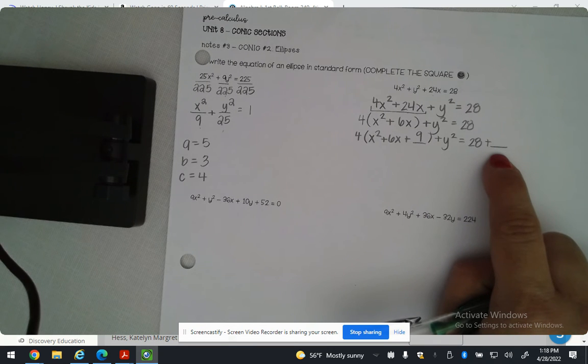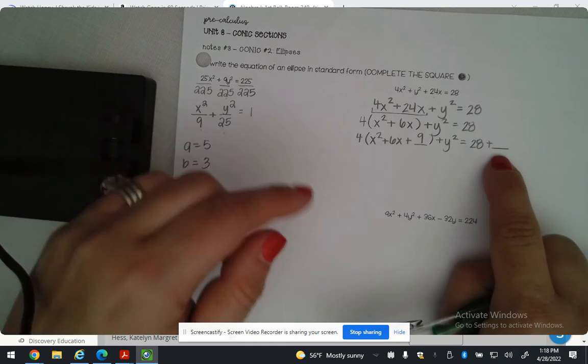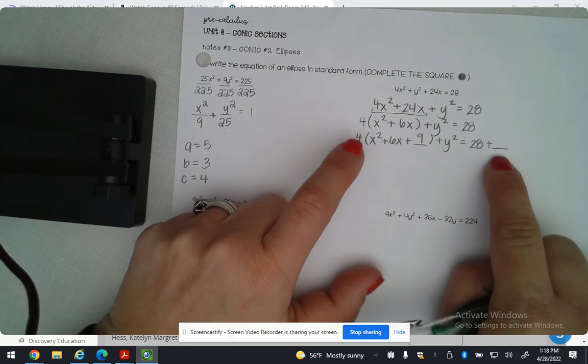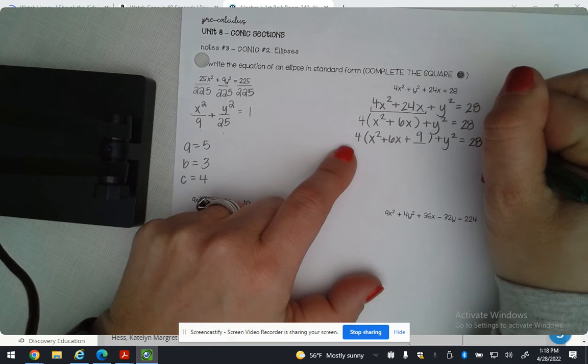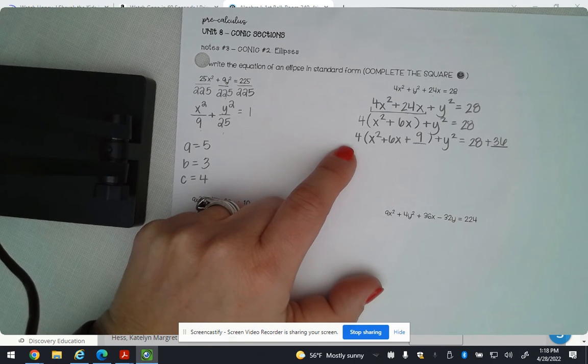Why is it 36? Because this 4 is still attached to it. So if I were to change anything here, it's 4 times 9, which is 36.